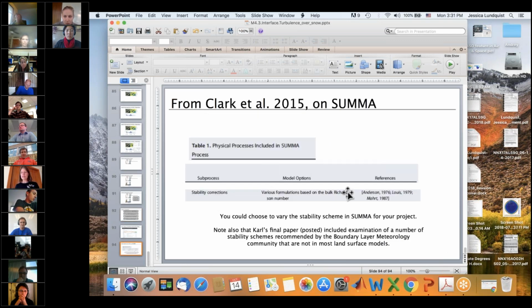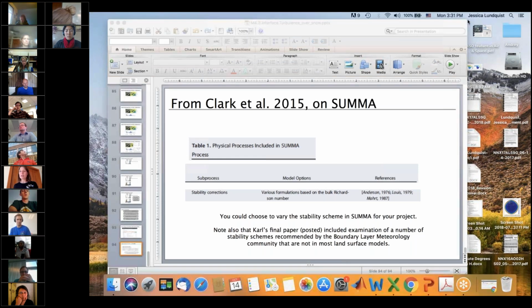And again, these are the ones in the SUMMA model. If you're interested, you could choose to vary the stability scheme. Also, I just wanted to note that the paper that I posted ended up examining a number of other stability schemes that were recommended by reviewers in the boundary layer meteorology community that just aren't in most land surface models. So by just being more interdisciplinary, we could make progress in this field.